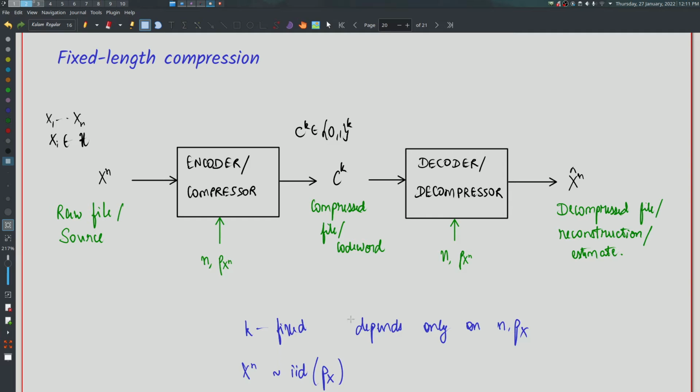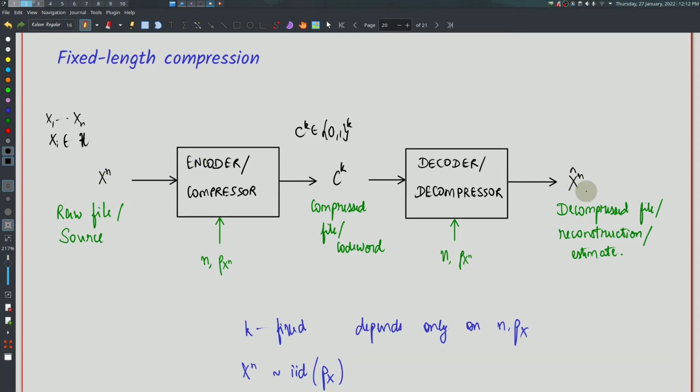Okay. So now we'll talk about fixed length compression, where the goal is the following. We have a source sequence, or the raw file, which is an n length sequence consisting of n symbols, x1 up to xn, and we want to compress this to a binary sequence of length k, which we'll call ck. And the goal is to design this encoder and decoder, or compressor and decompressor, such that the reconstruction, or the decompressed file, is almost always equal to xn.